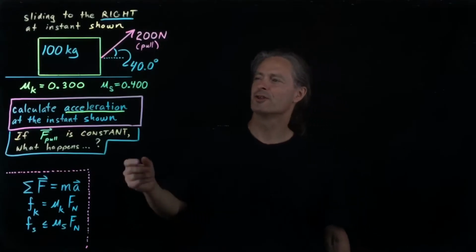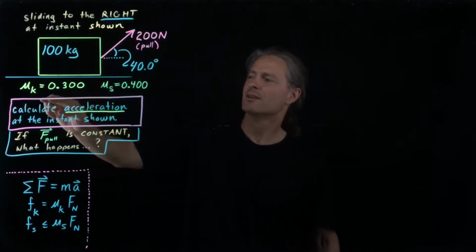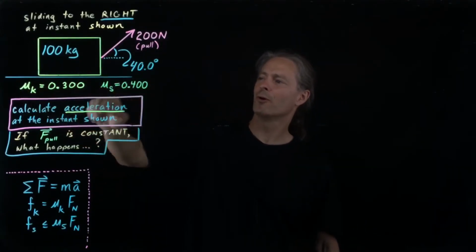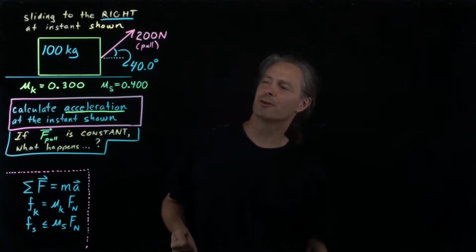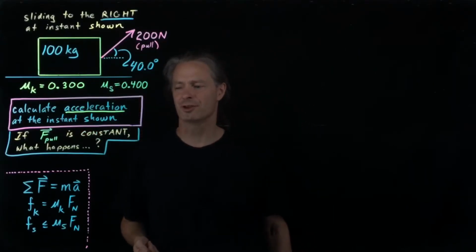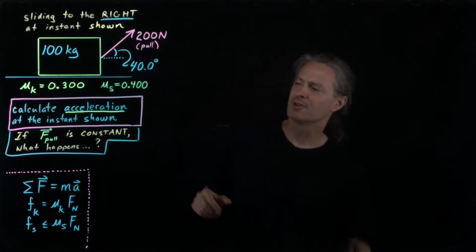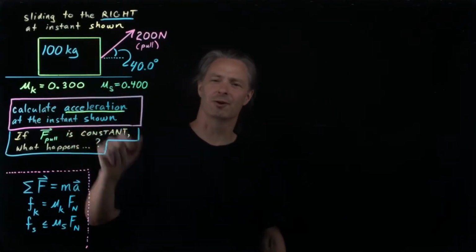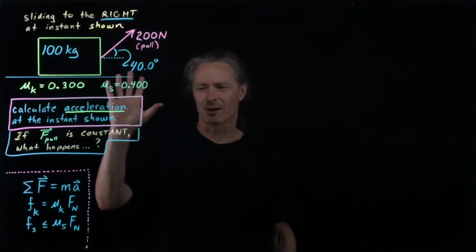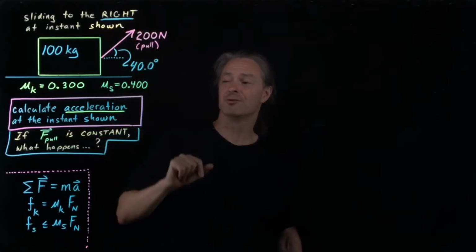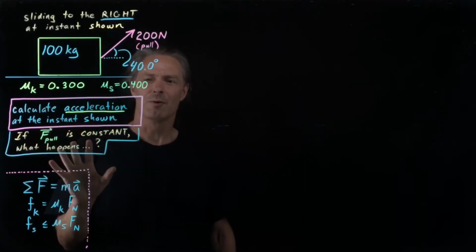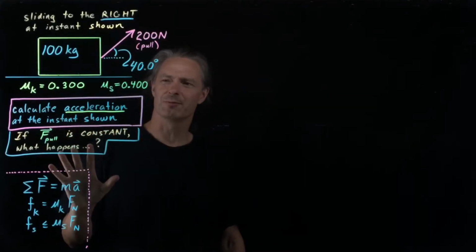Imagine that the coefficient of kinetic friction between the crate and the floor is 0.300 and the coefficient of static friction between the crate and the floor is 0.400. Our job in this problem is to calculate the acceleration of the crate at the instant shown, and also, assuming that this pulling force is constant in both magnitude and direction, to determine what happens. What's the ultimate fate of this crate?